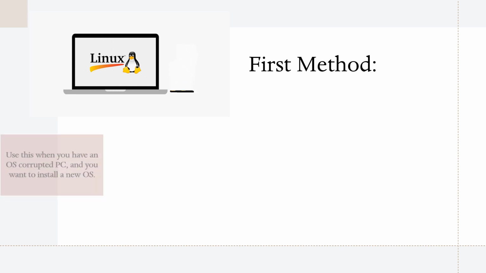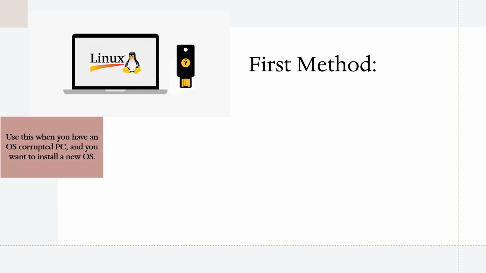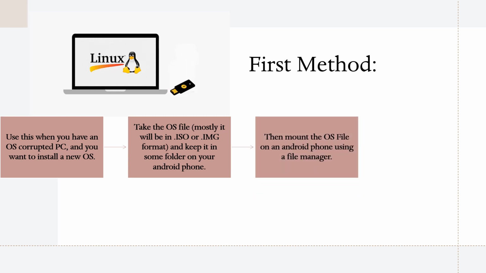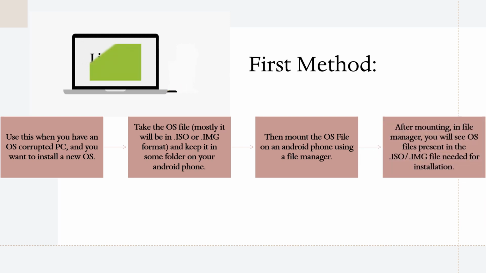First method. Use this when you have an operating system corrupted PC and you want to install a new OS. Take the OS file, mostly it will be in .iso file and image format, and keep it in some folder on your Android phone. Then mount the OS file on an Android phone using a file manager. After mounting in File Manager, you will see the OS files present in the .iso file needed for installation.